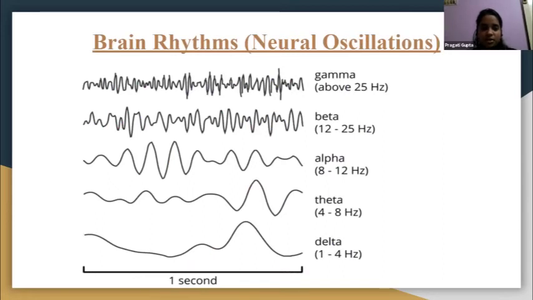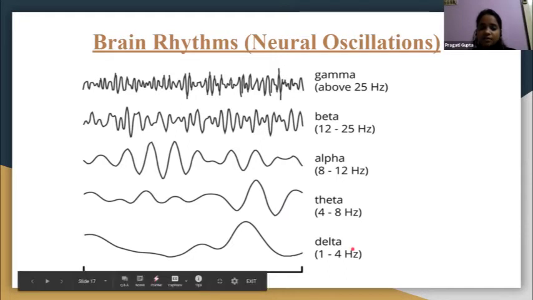Now we move a little forward to brain rhythms or neural oscillations. We have 5 types of brain rhythms, the DTABG as we say in short: delta, theta, alpha, beta, and gamma. Starting from the slowest frequency to the highest frequency, we have variability in the cognitive function also.